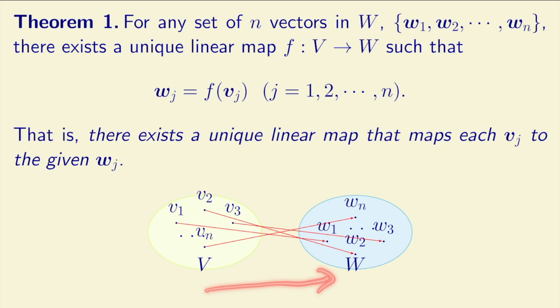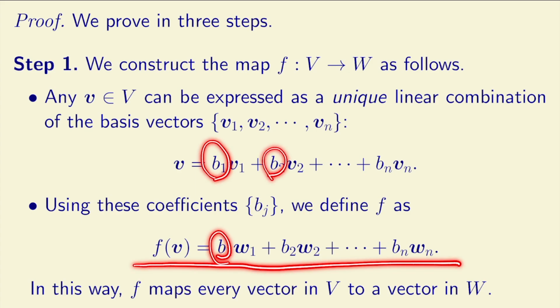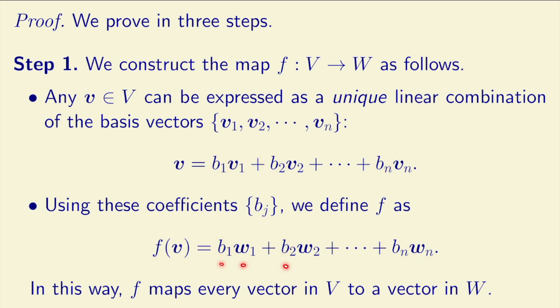Okay, so the proof starts with step 1, we construct the map. It seems to be building the map exactly how we just said it works. It takes an arbitrary vector v, expresses it as a unique linear combination, and then defines f of v using those same coefficients on the new vectors in W. Right, so f of v equals b1 w1 plus b2 w2, and so on. That's how we're defining this new map. Now we have to prove that this map is actually linear and that it's unique.